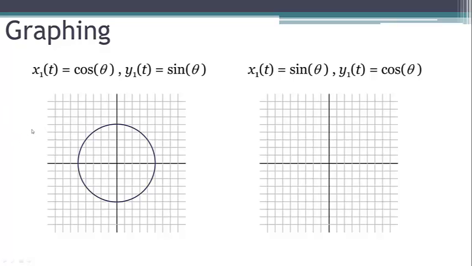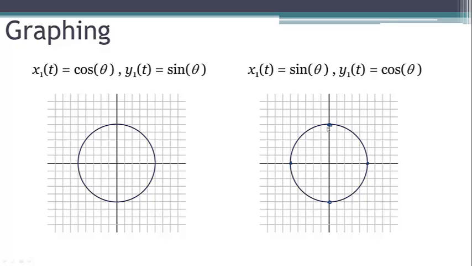However, if we plot some points, again going from 0 to 2 pi, the graph starts at 0 comma 1, then goes to 1 comma 0 when theta equals pi over 2, then around to 0, negative 1, negative 1, 0, and finally back to the starting point when theta equals 2 pi. And again, you see, we get the same circle here.